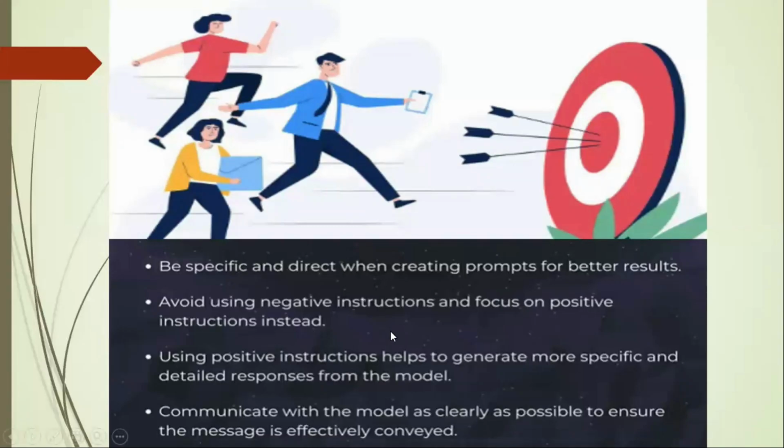Avoid using negative instructions also. I'm not giving you an example, but there are negative instructions which keep the prompt confused, and the prompt cannot give you the exact result. Using positive instructions helps the model generate a more specific and detailed response. Communicate with the model as clearly as possible to ensure the message is effectively conveyed.